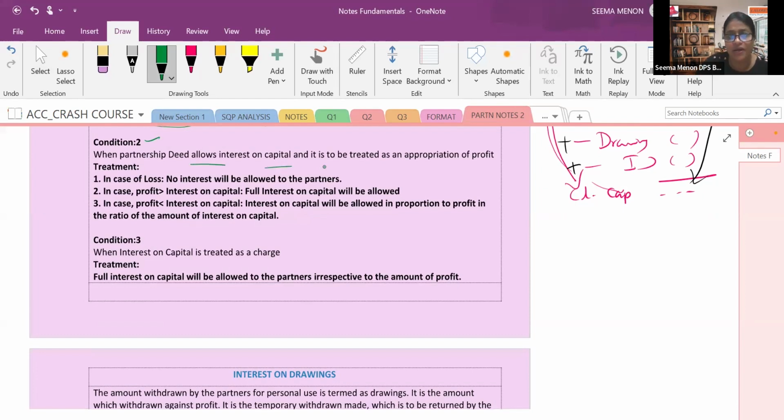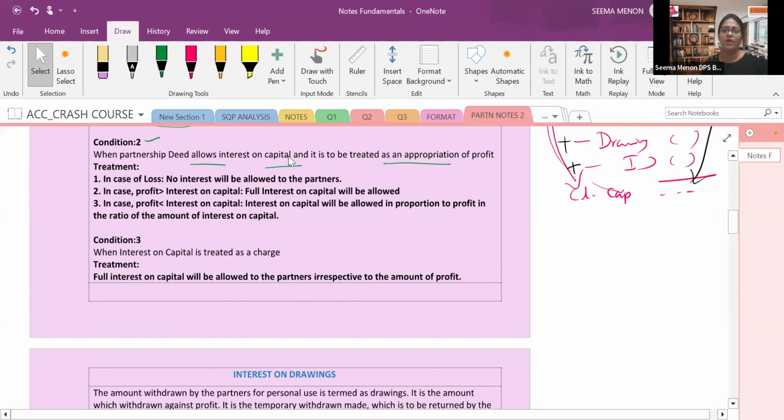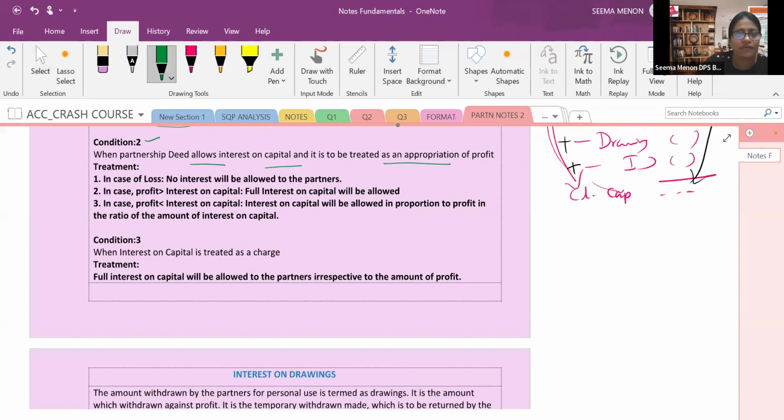Condition 2. When the partnership deed allows, that is, they are mentioning that interest is to be given on capital, that means interest on capital is to be charged. It is to be treated as an appropriation of profit. You will make the payment of interest on capital from where? From the profit only. That is called appropriation of profit. And there we have to discuss, children, 3 cases. Which are the 3 different cases? Let's see. In case of loss.